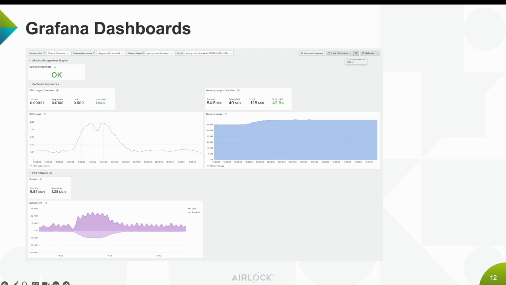The following screenshot gives an idea of the Grafana dashboards provided by Airlock. We see the engine container readiness of a selected pod, the requested and limited CPU and memory usage. At the bottom, we see the network traffic sent and received by this pod.